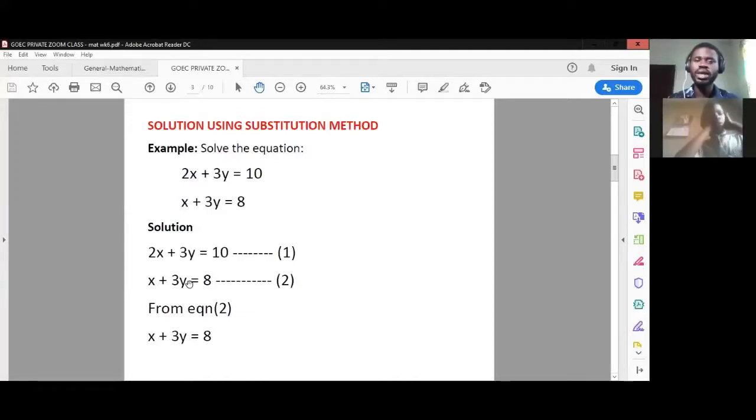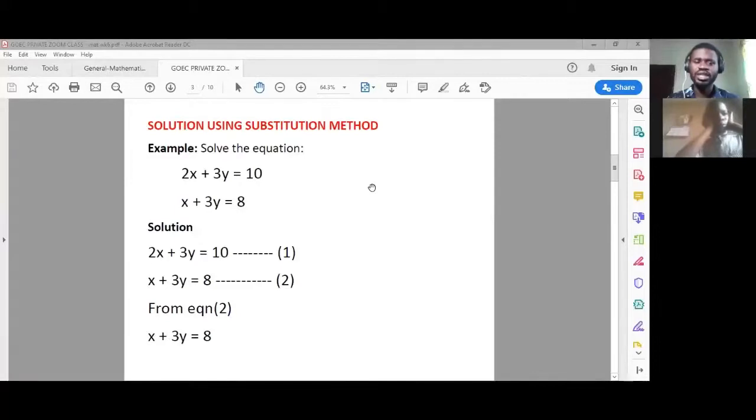So if you look at the two equations very carefully, before you use the substitution method, before you start, look at them and ask: which one has the unknown standing alone? Which one of these expressions has the unknown standing alone? You are going to see that it is x. You see the x here is standing alone.